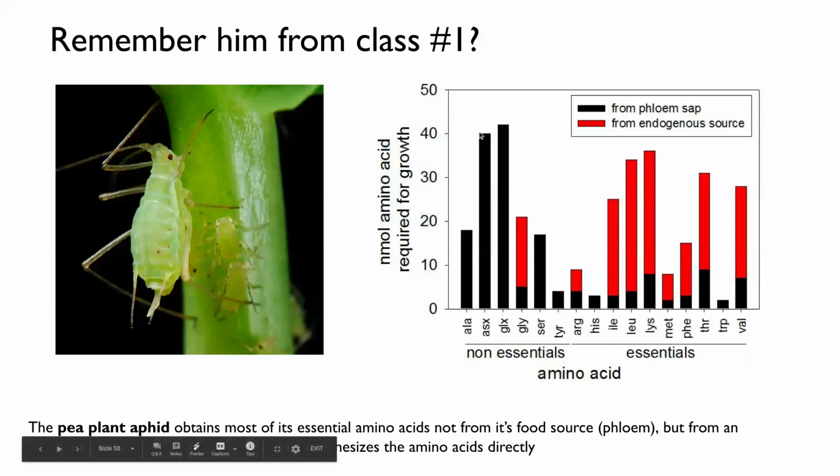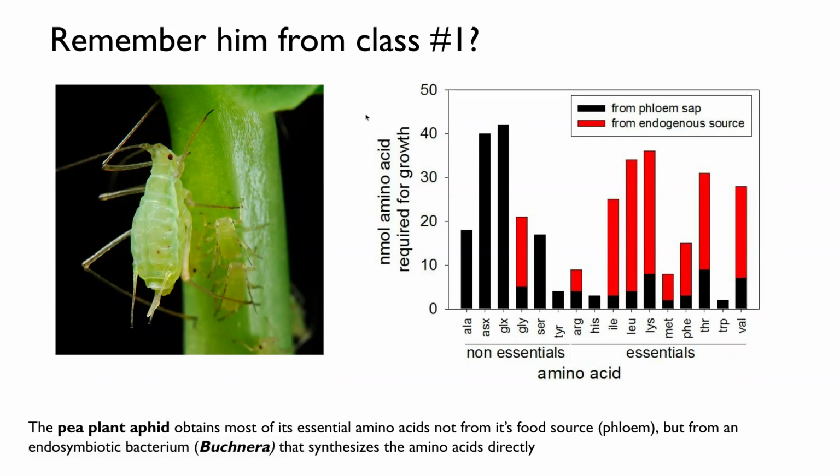So if you guys remember back from class 1, we talked about the pea aphid and its symbiont Buchnera aphidicola. This individual in its little bacterial appendages here, you can see them sticking off the back. It actually houses bacteria in there, and it relies on the bacteria to give it amino acids because it's lost the capacity to make amino acids.